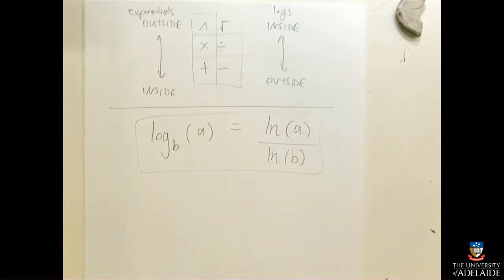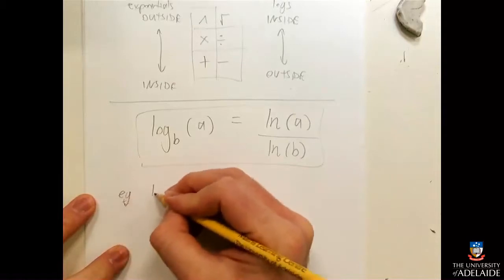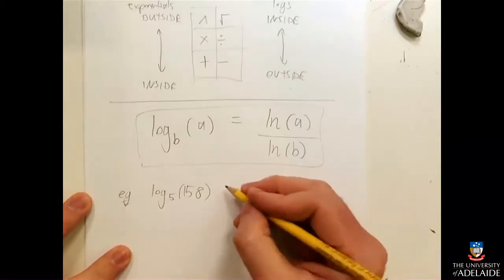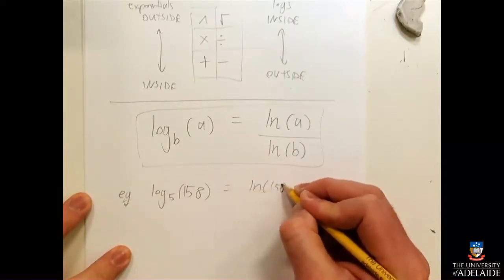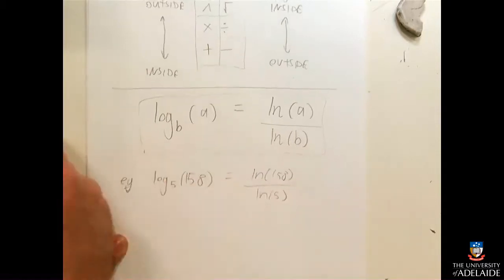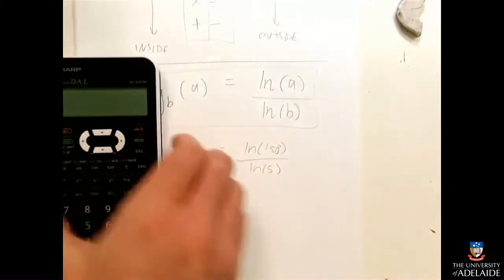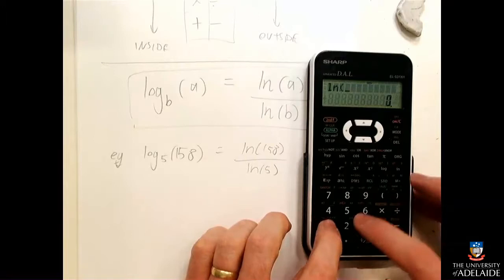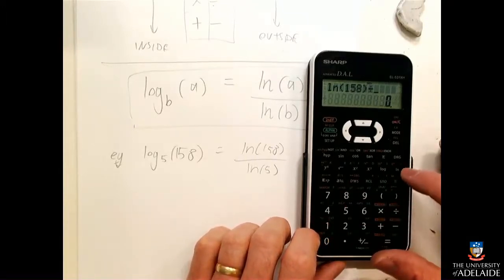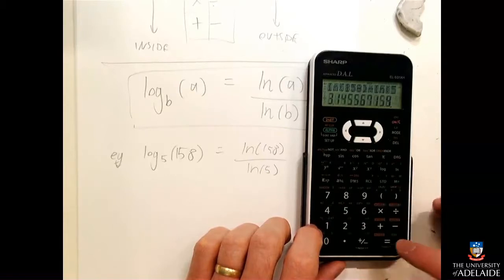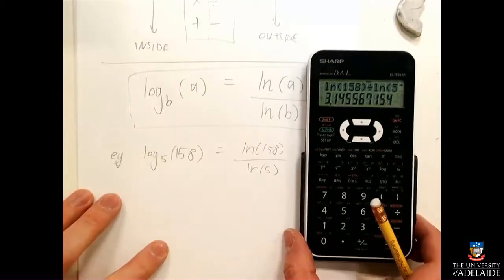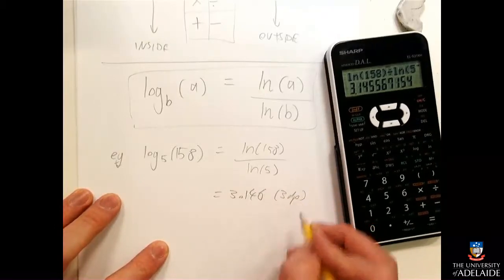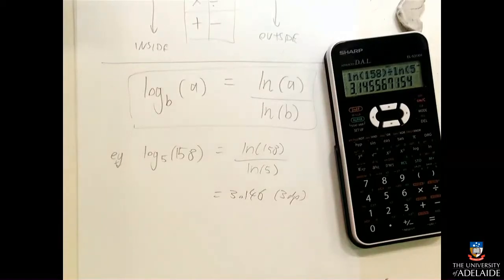So let me give you an example of using that. Log 5 of 158, that we were calculating earlier, should be ln of 158 divided by ln 5. So ln of 158 divided by ln of 5 is 3.146 to 3 decimal places. I told you it was between 3 and 4, so it's at least in the correct zone.